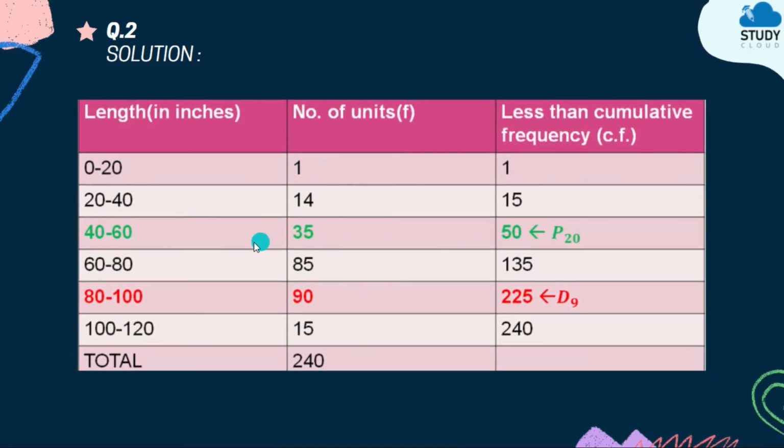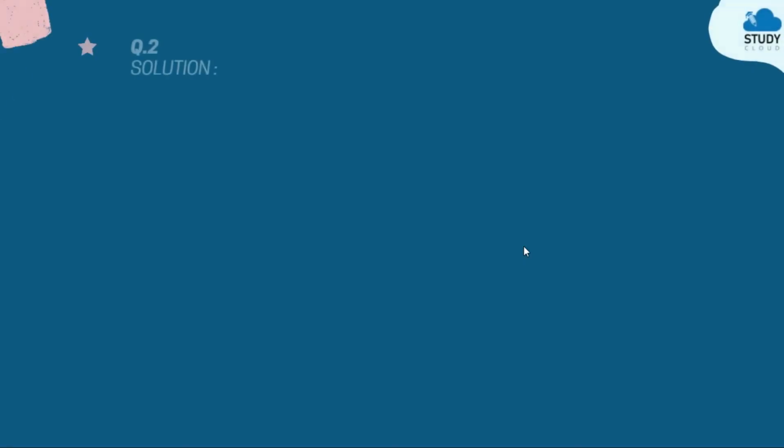So here we will take this 40 to 60 as a class. Here 40 will be L, as it is the lower boundary. Your frequency will be 35. Your CF will be of the previous class, that is 15. Now let's see the solution.